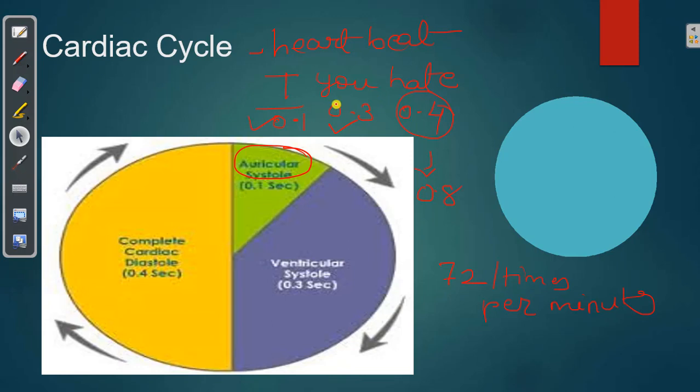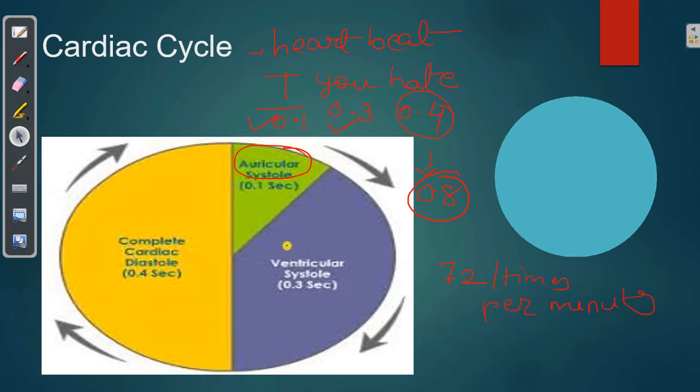One heartbeat lasts for 0.8 seconds. So in 1 minute, a person's heart beats 72 times per minute. Please remember, one heartbeat, what it is, we are going to study, but one heartbeat lasts for 0.8 seconds, and accordingly a healthy adult human being has a heart rate of 72 times per minute. What is heart rate? The number of heartbeats in a minute. So a normal human has a heart rate of 72 times per minute.